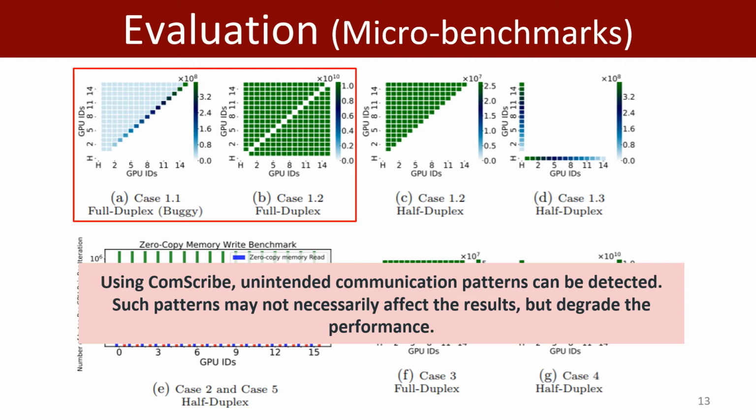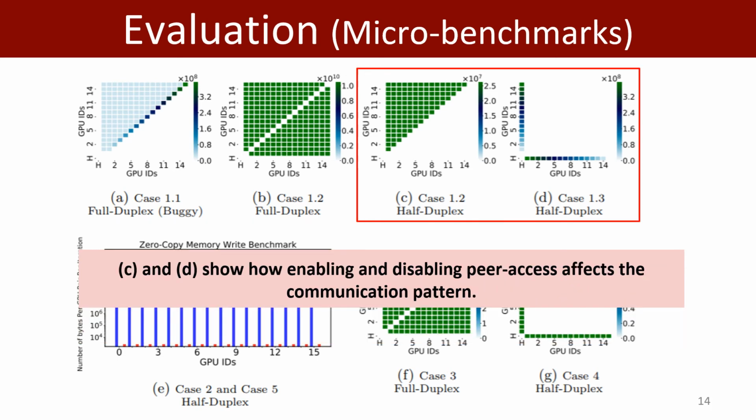However, as we can see, the pattern in the communication matrix in figure A is not as expected and should have been similar to the one in B. With the help of ComScribe, we were able to spot this incorrect communication pattern and we identified a communication bug in this ComScope micro benchmark. Moreover, the effect of enabling or disabling peer access in devices can be seen from the communication patterns in figures C and D. We can see in figure D that disabling peer access results in data transfer through host memory.